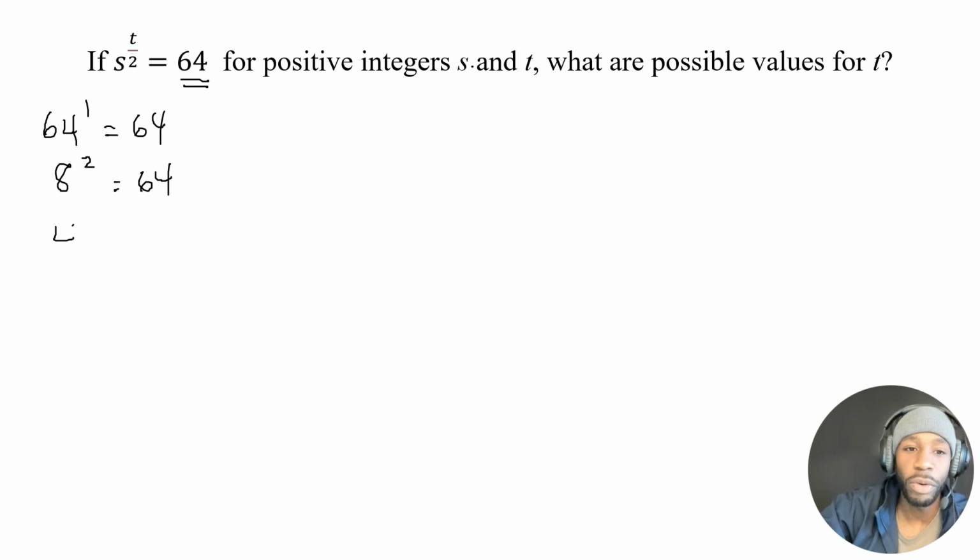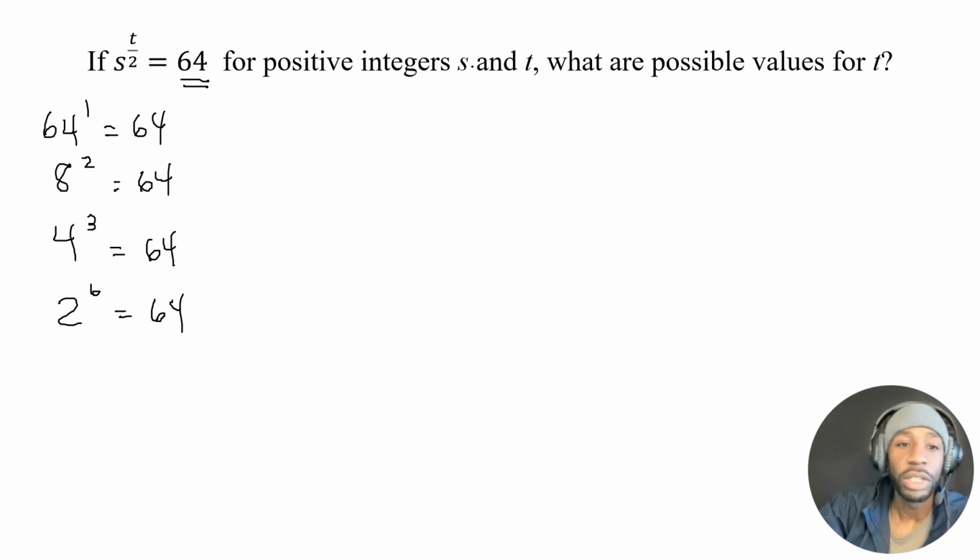Then you have 4 to the third: 4 times 4 squared is 16, times 4 is 64. So 4 cubed is 64. And then also you have 2 to the sixth power: 2 times 2 is 4, times 2 is 8, times 2 is 16, times 2 is 32, times 2 is 64. So 2 to the 6th power is 64.